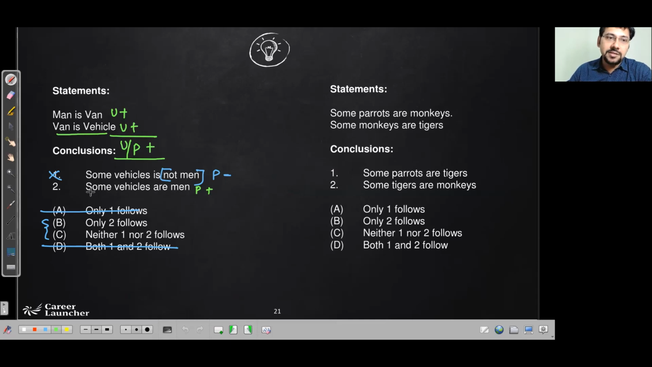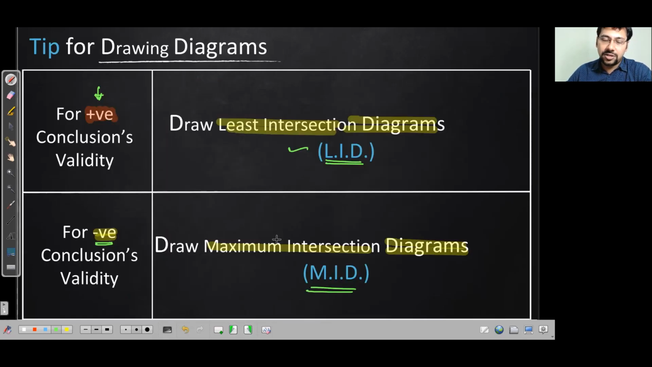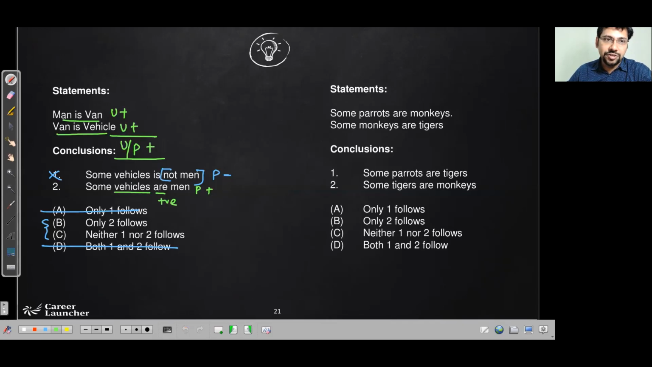So I eliminated this, and then "some vehicles are men." So let's draw. Man is van, van is vehicle. And how is my conclusion? My conclusion is a positive. So what kind of diagram should I draw? I should draw a least intersection diagram. So let's draw a least intersection diagram and check.